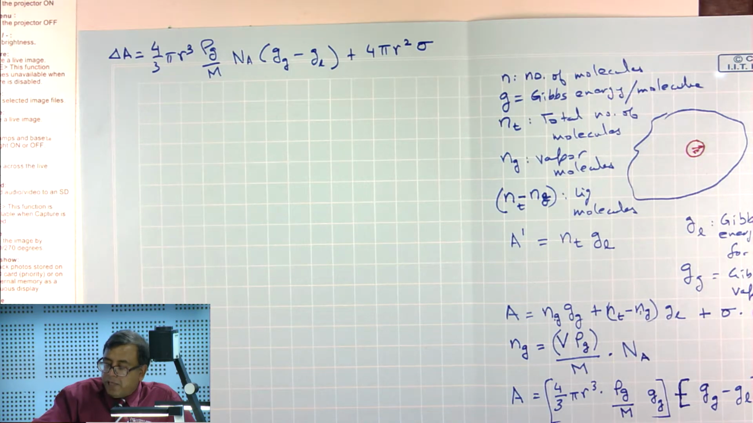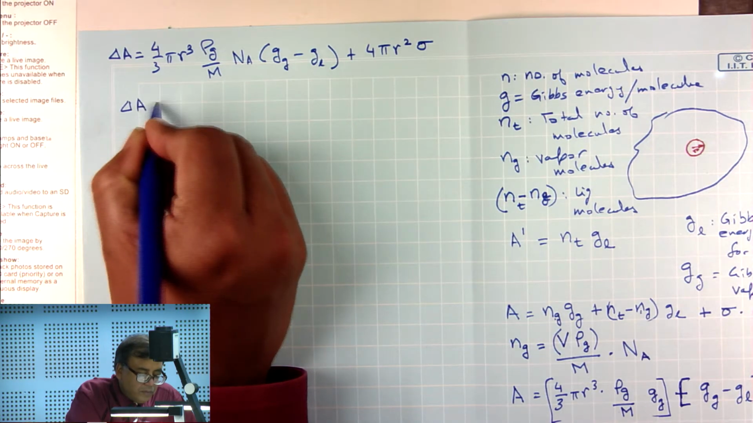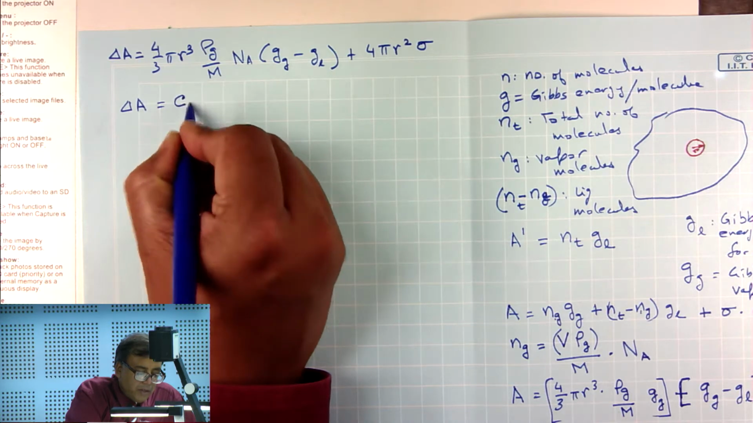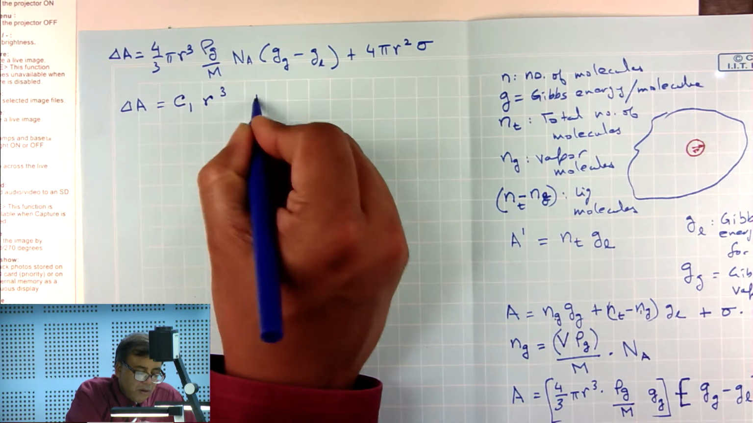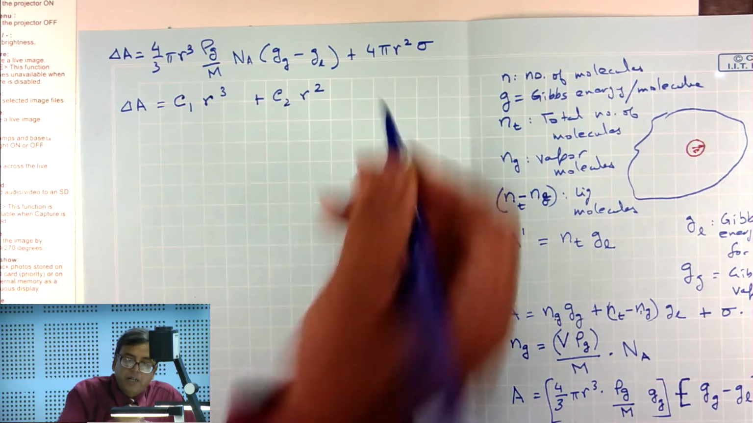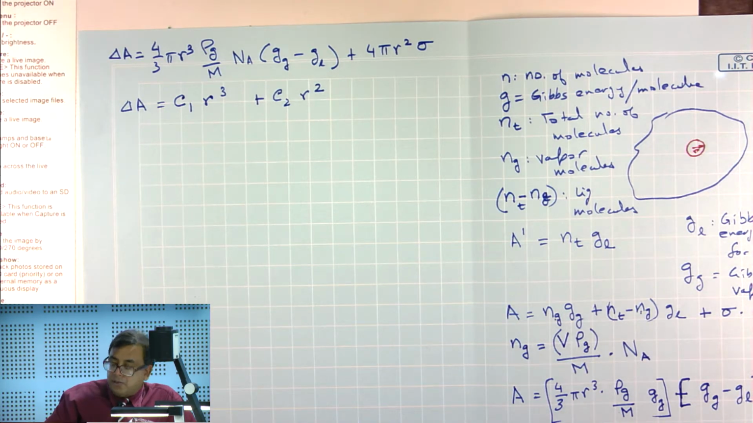So, if you look at it, my delta A is some constant times r cubed plus some constant times r squared, is not it. So, it has two components, one component goes as r cubed and the other component goes as r squared. One depends on the volume of the vapor bubble, the other depends on the surface area of the vapor bubble. There are two parts to the total availability of my system, right.